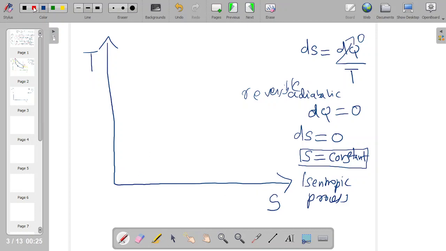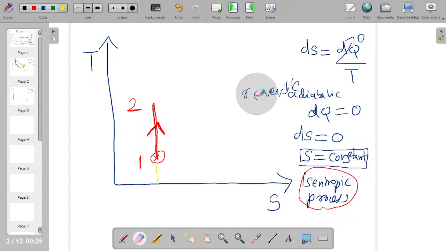So we can now draw 1 to 2. Suppose this is our 1. We are starting from here, at a low temperature and low entropy, and with compression temperature increases, but it is a reversible adiabatic compression, so entropy is constant. It is an isentropic process. So we can just draw a vertical line so that its entropy is constant. So this will be our 1 to 2. See here, 1 and 2 are at the same entropy.